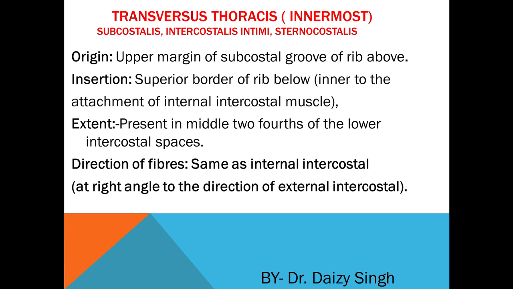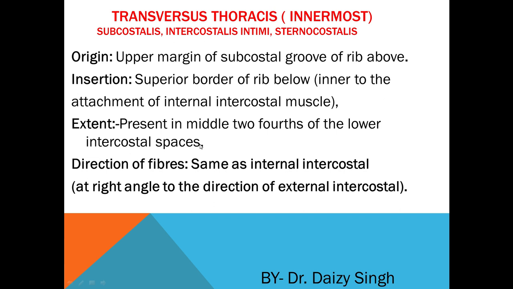Then we talk about the innermost muscle, that is the transversus thoracis muscle, and the three types of muscles which constitute this are subcostalis, intercostalis intimi, I repeat, and sternocostalis. They are in fact very small muscles. The origin is from the upper margin of the subcostal groove of the rib above, and insertion is the superior border of the rib below, that is, inner to the attachment of the internal intercostal muscle, and extent is that it is present in the middle two-fourths of the lower intercostal space.